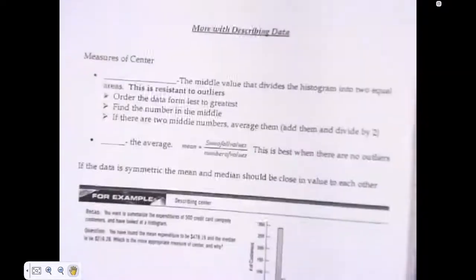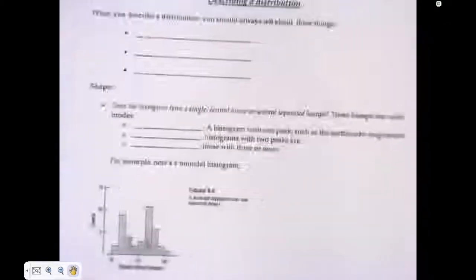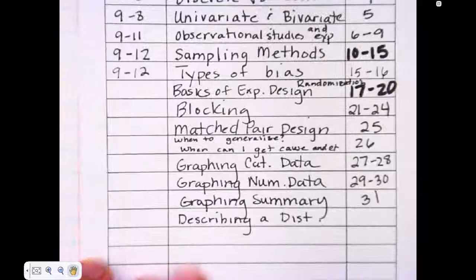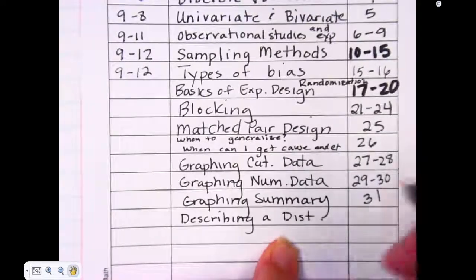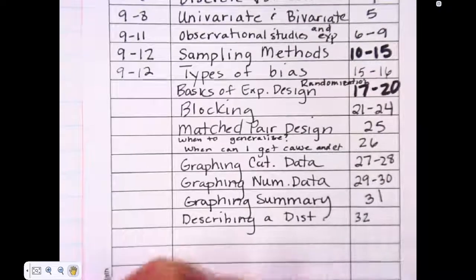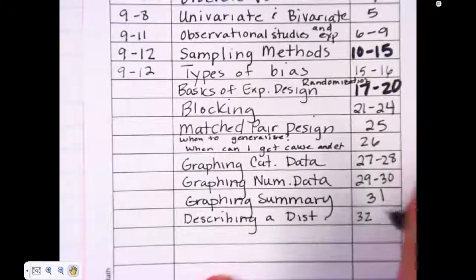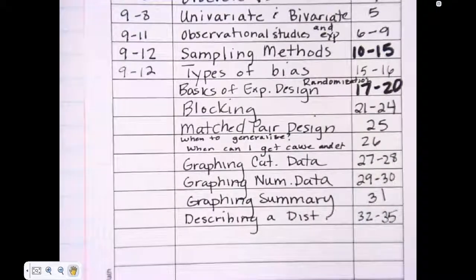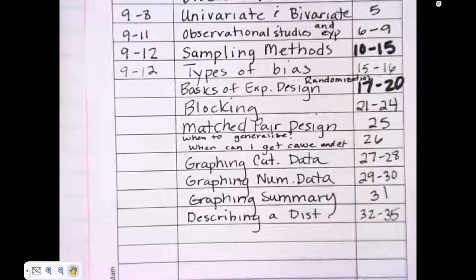Okay, so today we're going to start our video on describing a distribution. You need to be on page 32 of your notebook. In your notebook, describing a distribution, you can do the entry right there. This is going to go from pages 32, 33, 34, and to page 35. And we will talk about describing distributions. Under this is also more with describing distributions.